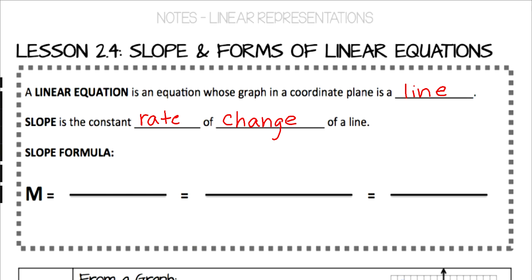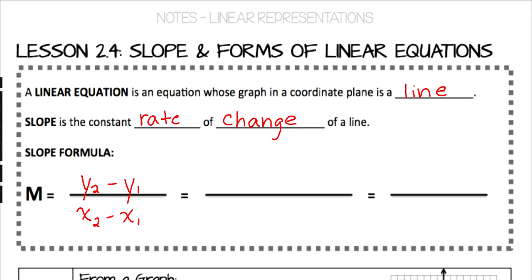The general formula when we're finding the slope of a line is to take y2, the second y value, minus y1, and divide that by x2 minus x1. The coordinates x1 and y1 are one point on the graph of the line, and the coordinates x2 and y2 are another point on that same line or that same linear equation. So that's one way we can talk about it, in terms of the coordinates on the graph.